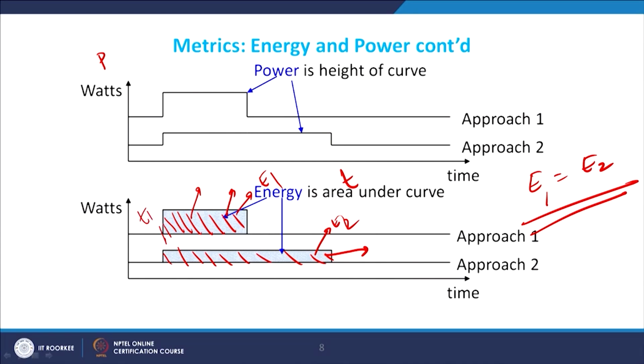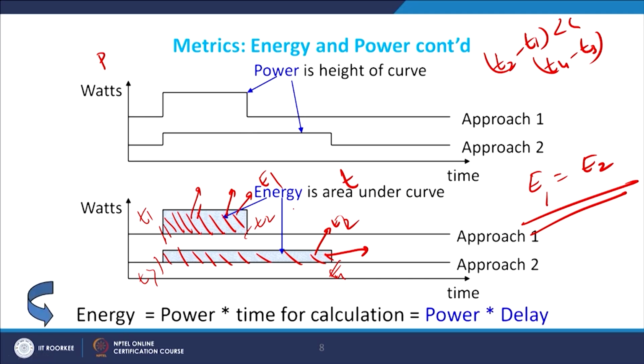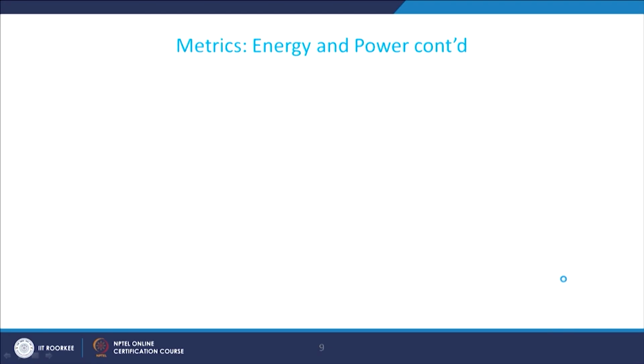So, this is T1, T2, and this is T3 and T4. Now, if I subtract T2 minus T1, it is much smaller as compared to T4 minus T3. As a result, the power for E1 is much larger as compared to the second power. Okay. So, we write down power into delay equals energy. So, energy equals power into delay. This is the standard mechanism which we follow.